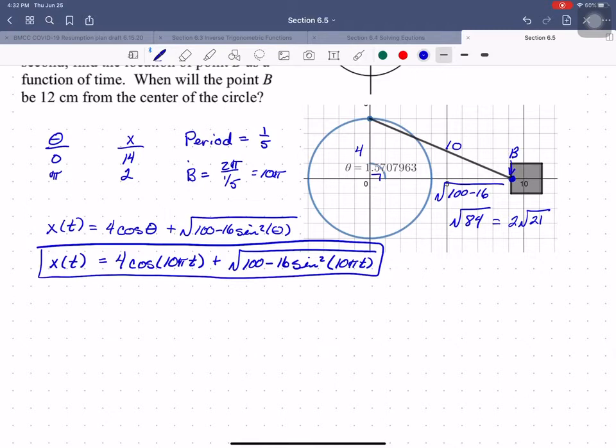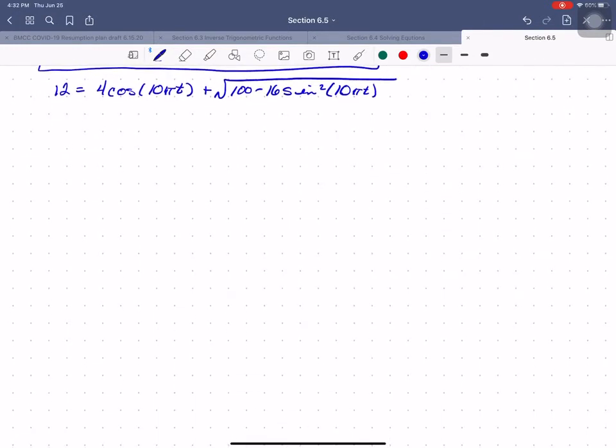Well, we write here that 12 equals 4 cosine 10 pi t plus the square root of 100 minus 16 sine squared 10 pi t. And so this is an equation that involves a square root. We remember from previous classes that the first thing we do is isolate that square root. And that then will equal the square root of 100 minus 16 sine squared 10 pi t.